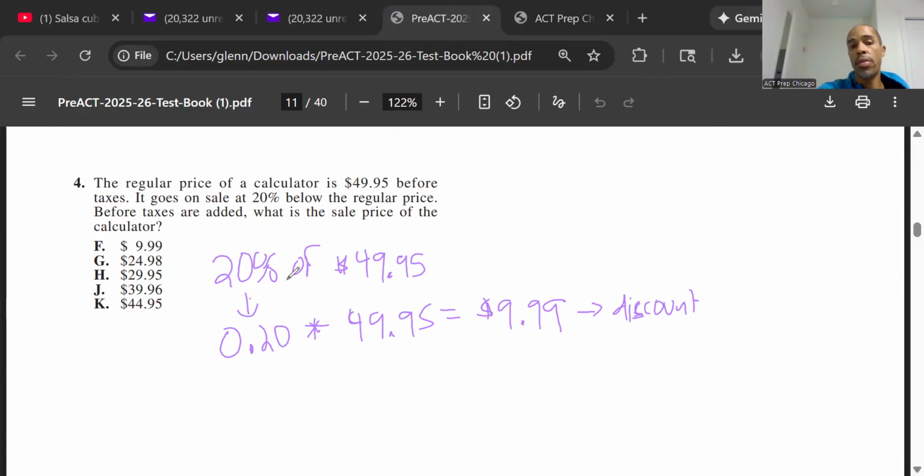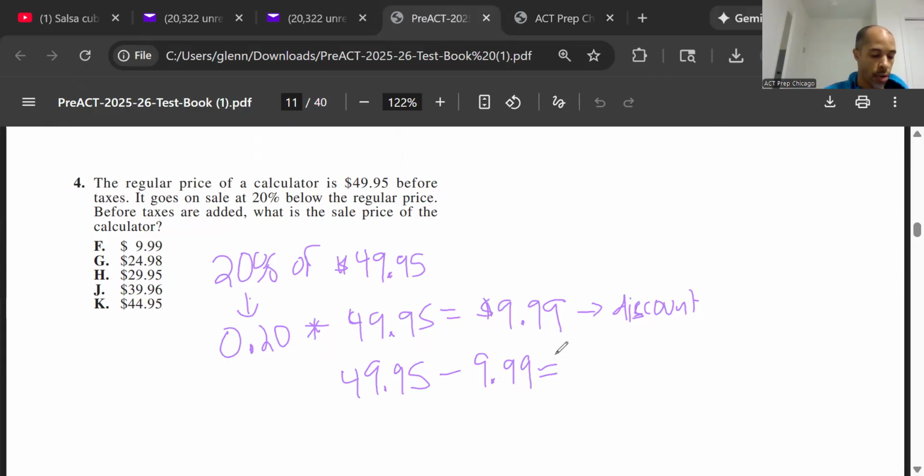This is the percent of discount. This is the actual discount, the price. Both are the discounts. This is your total. So if we had a discount of $9.99 from the total price, we still have to subtract it from the original price, $49.95, minus the discount to get the sale price.